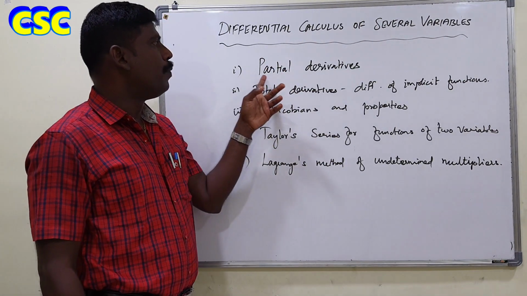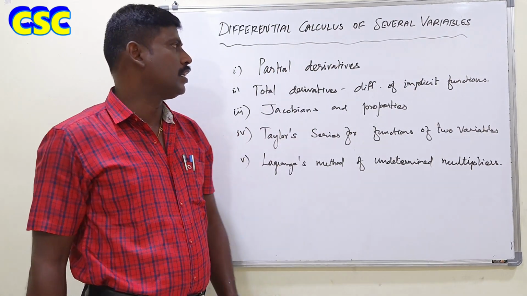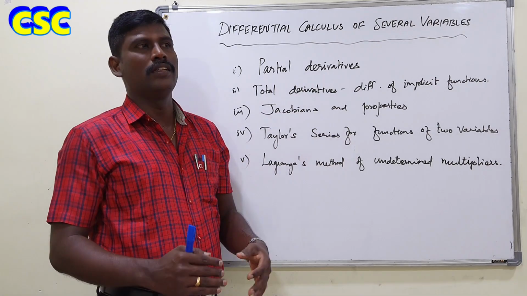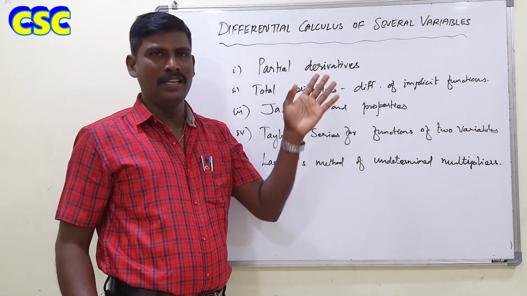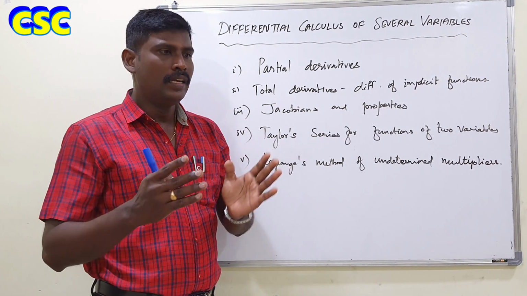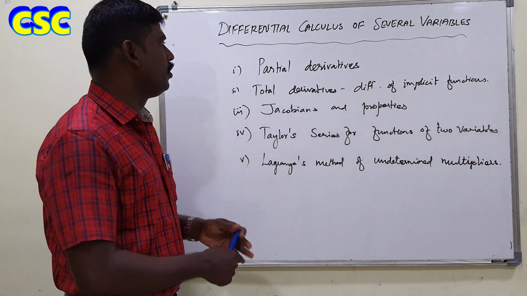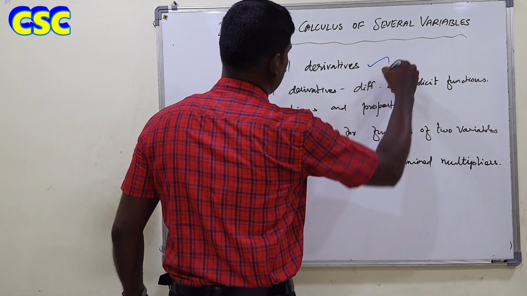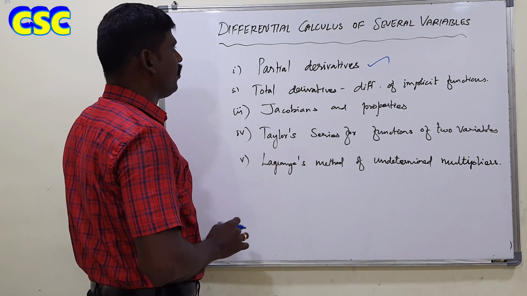So first of all, partial derivatives. Already we studied partial derivatives in your plus 2 standard level, so this is just an upgrade of the plus 2 level. Almost all the problems are based on the plus 2 level also, right? So 50% based on the plus 2 level and 50% based on the engineering level. So we are going to discuss the partial derivatives at the first of this unit 4.